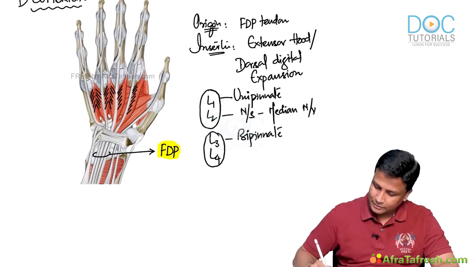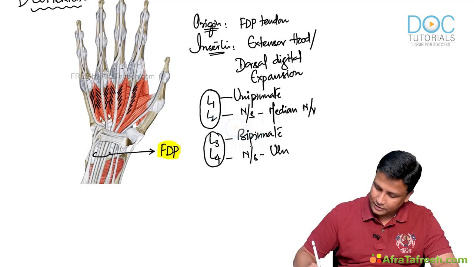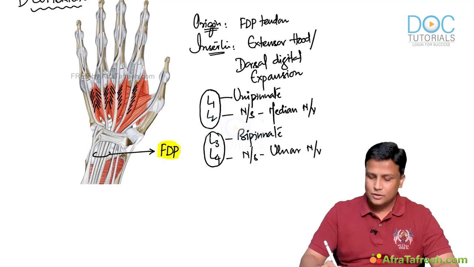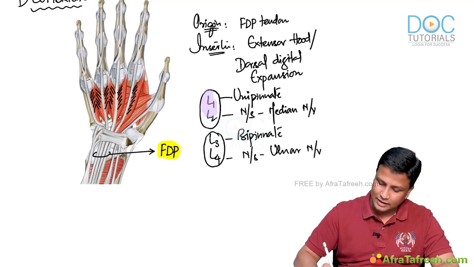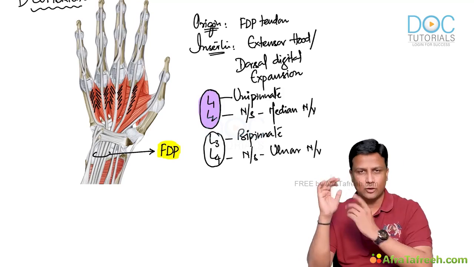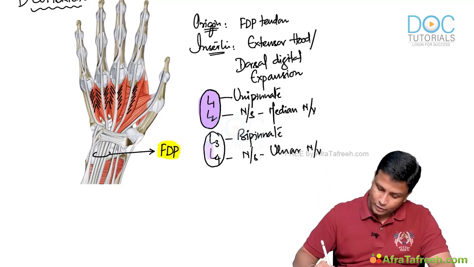Whereas the third and fourth lumbrical, these two will be actually supplied. What is the nerve supply? They are supplied by the ulnar nerve. So remember, the first and second lumbrical, we can even call them as the lateral two lumbricals. First and second one are present on the lateral side, lateral two lumbricals. And the third and fourth lumbrical, we can even call them as medial two lumbricals, sir, because they're on the medial side. Is it okay?